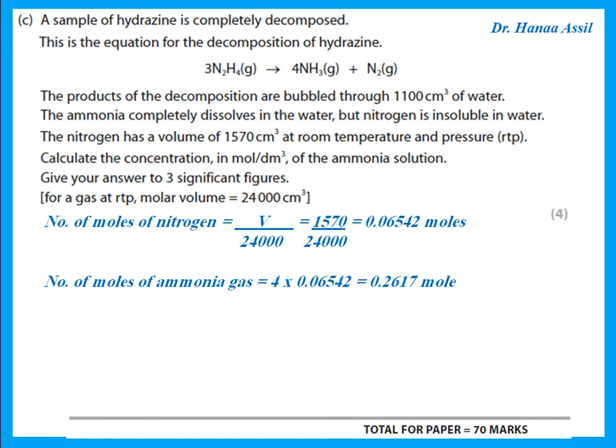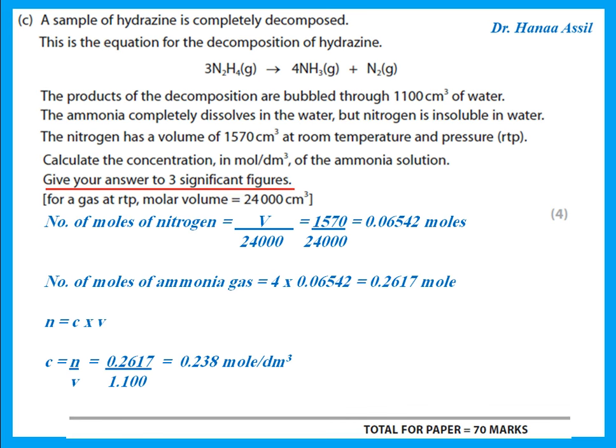Now I have number of moles of ammonia. What does he want? He wants concentration. Well, number of moles is concentration times volume. And that means concentration is number of moles over volume. The number of moles that I calculated over the volume of water, we said we dissolved the ammonia in 1,100 centimeter cubed of water. So divide that by 1,000 in order to use it in decimeter cubed. That gives me the concentration in mole per decimeter cubed.